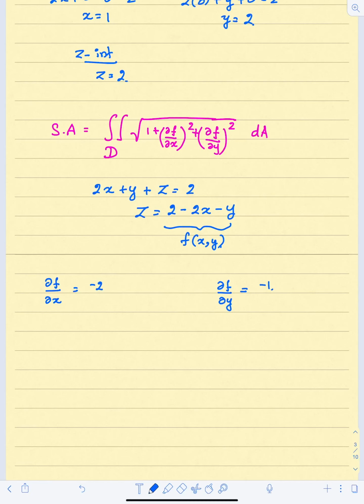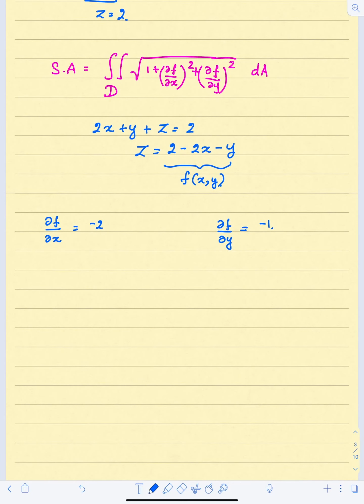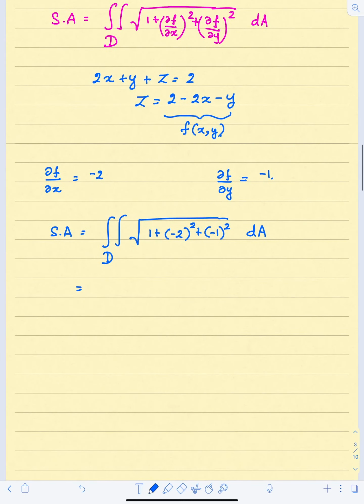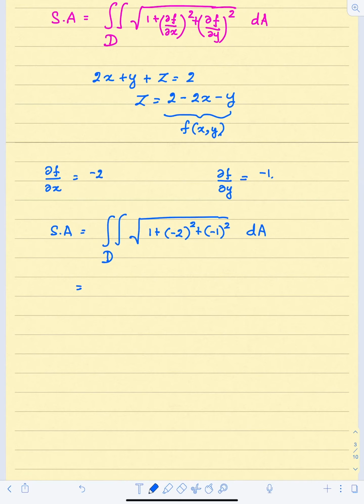Now let's substitute these two values into the formula. So now we have surface area equals the square root of 1 plus negative 2 squared plus negative 1 squared dA over the domain D. If you simplify the integrand, negative 2 squared is 4, 4 plus 1 is 5, negative 1 squared is 1, 5 plus 1 is 6. So we have our integrand equals root 6 dA.